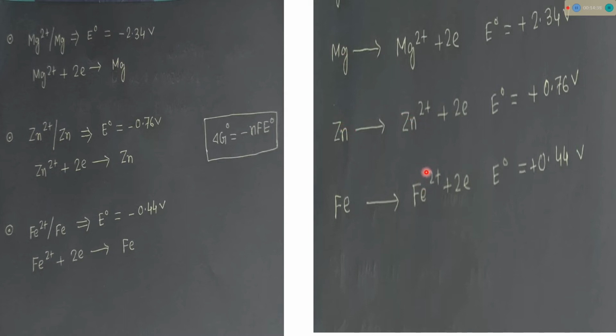Zn2+ reduces Fe2+. Zinc reduces Fe2+ only. Zinc cannot reduce Mg2+ to Mg, and iron cannot reduce Zn2+ to zinc or Mg2+ to Mg. I think you all understand what I am trying to say. You all understood that point.